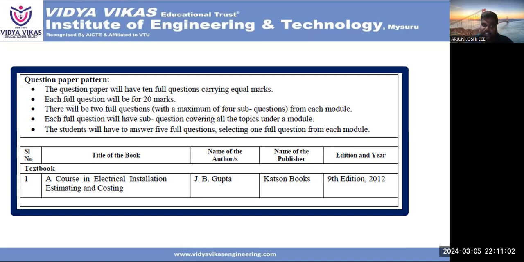Okay. The important textbook for this subject is A Course in Electrical Installation, Estimating and Costing. Name of the author is J.B. Gupta. Name of the publisher is Katson Books. Edition and year: 9th edition, 2012. This book is available in the library. You can borrow it from the library. Otherwise, the notes are enough.